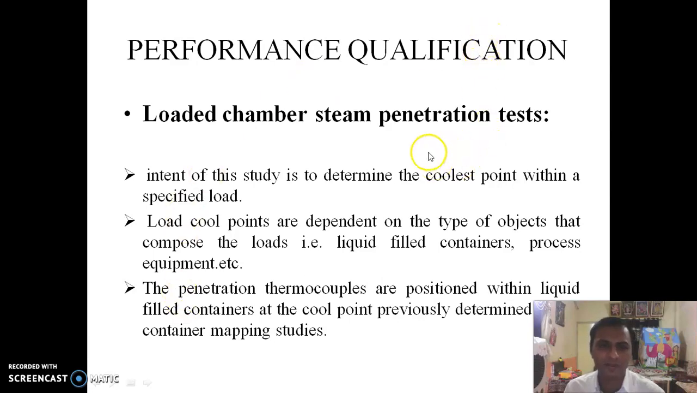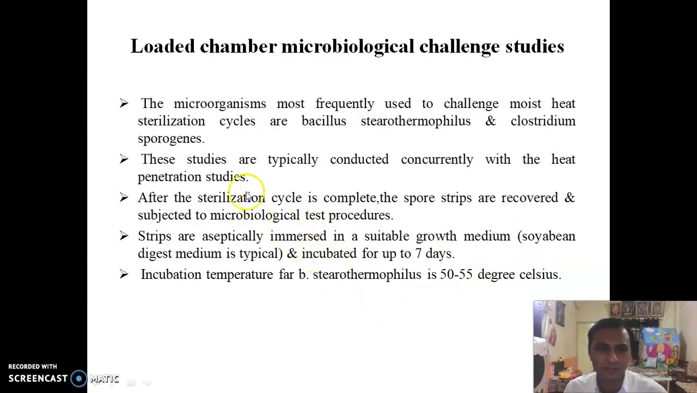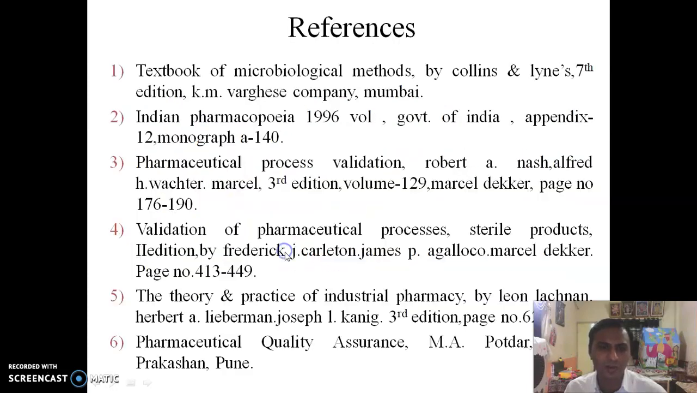Performance qualification. In that, the steam penetration temperatures: the intent of the study is to determine the coolest point within the specified load. Load cool points are dependent on the type of objects that compose the load, that is liquid feed, container, process equipment, and different points are there. The microorganisms most frequently used to challenge moist heat sterilization cycles are Bacillus stearothermophilus and Clostridium sporogenes. These studies are typically conducted concurrently with the heat penetration studies. So that is all about this topic.